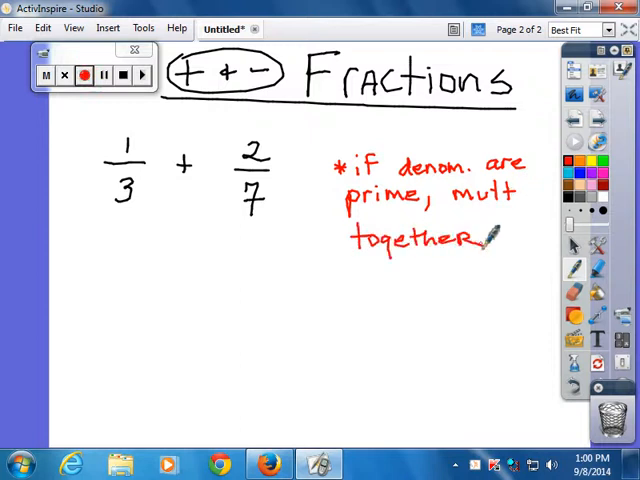Now I'm going to show you the different tricks, but then I'm going to show you the surefire way at the very end. When in doubt, use the last method, which is finding the least common multiple. So, the first thing you do is find your what? Common denominator. And using this rule, it's 21. So I'm going to put a 21 down here. And I'm going to put a 21 down here.